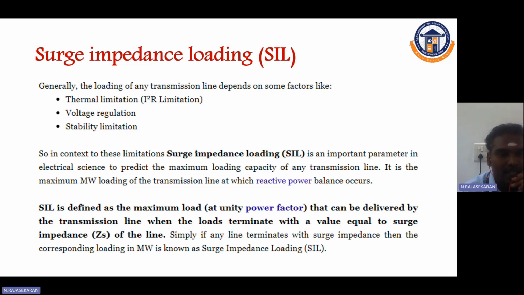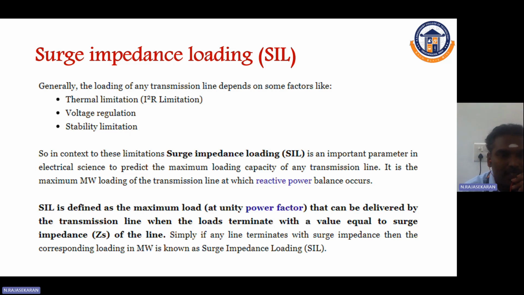Surge impedance loading is defined as the maximum load that can be delivered by the transmission line when the load terminates with a value equal to the surge impedance of the line. So the load value is Z_L, the surge impedance is Z_S. The load value should be equivalent to the surge impedance value, and then we can send the maximum power. This is related to the maximum power transfer theorem.